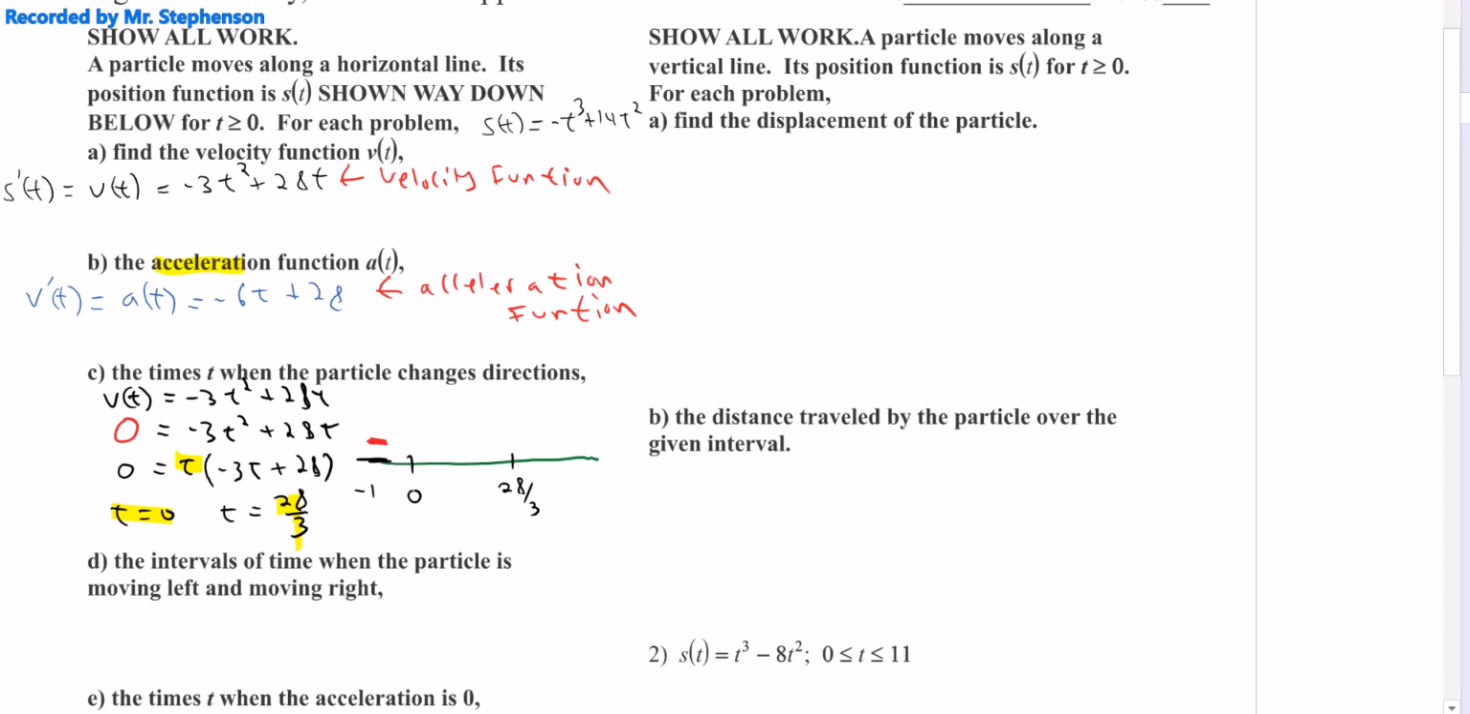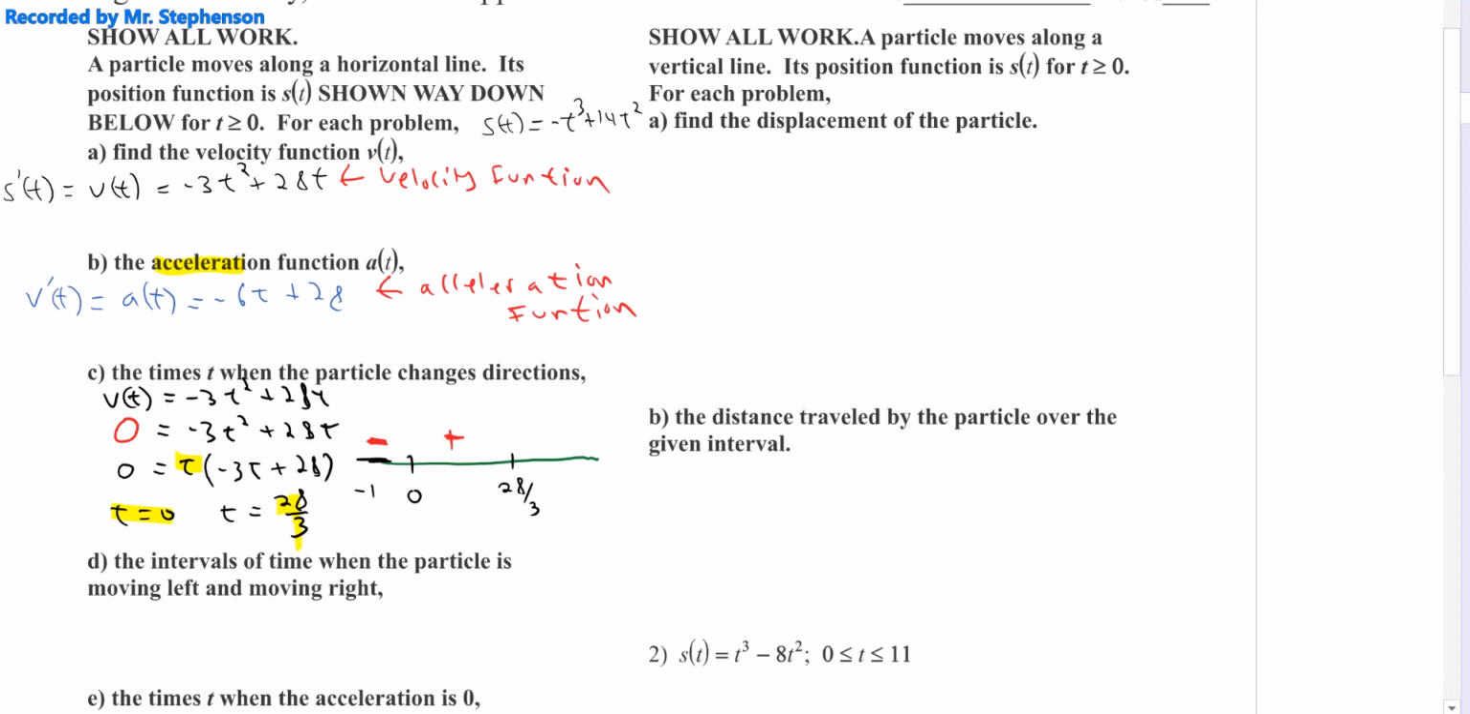In between 0 and 28 over 3, pick a number. 28 over 3 is a little more than 9, so you can pick anything in between. Why don't we just try like 5 or something, right? If I plug in 5, it'll be 5 squared, 25 times negative 3, it's negative 75, plus 5 times 28 is 140, and you can see that the positive term is bigger, so we're going to get a plus here.